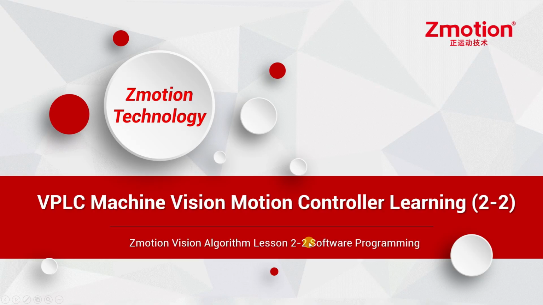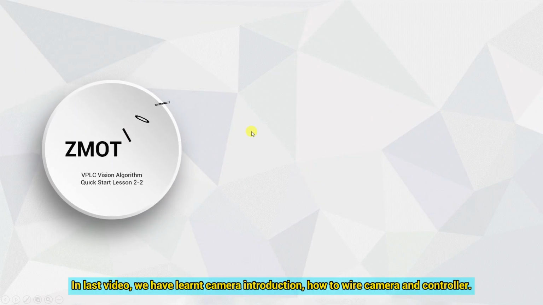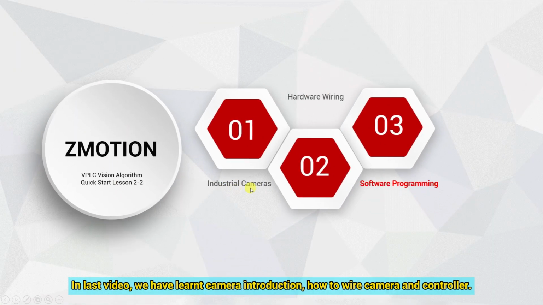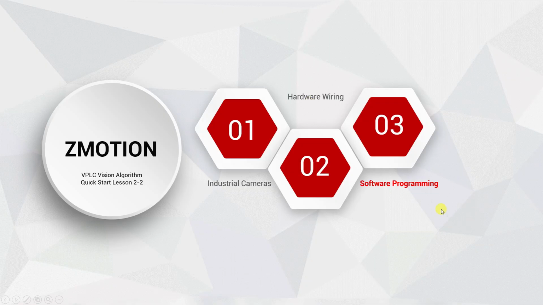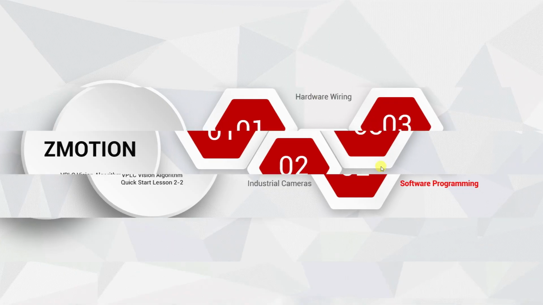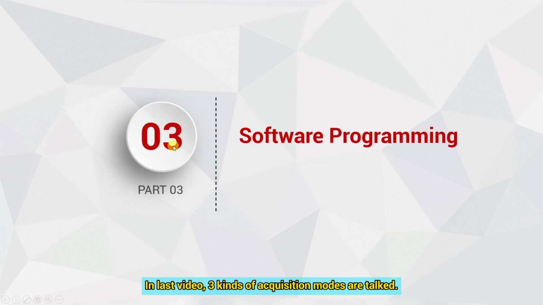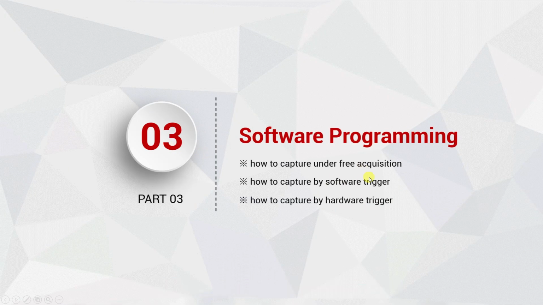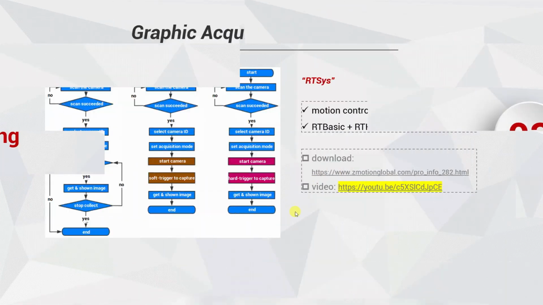Let's continue machine vision learning. Same as lesson 2, how to use it together with an industrial camera. In the last video, we learnt the camera introduction, and how to wire the camera and controller. Today, the main knowledge is how to program the graphic acquisition. In the last video, 3 kinds of acquisition modes were talked about. Let's capture the graphic in XPCIE one by one.